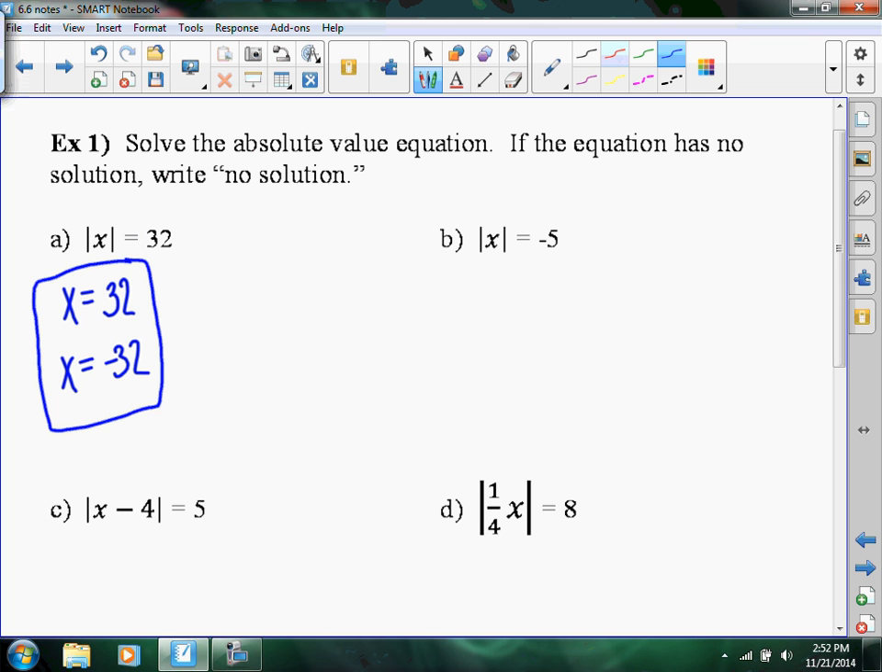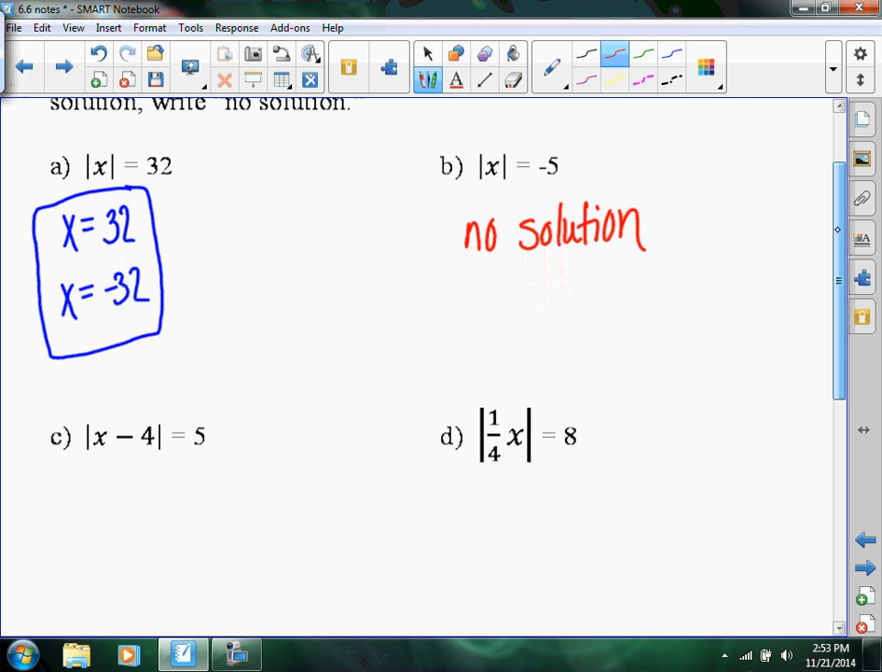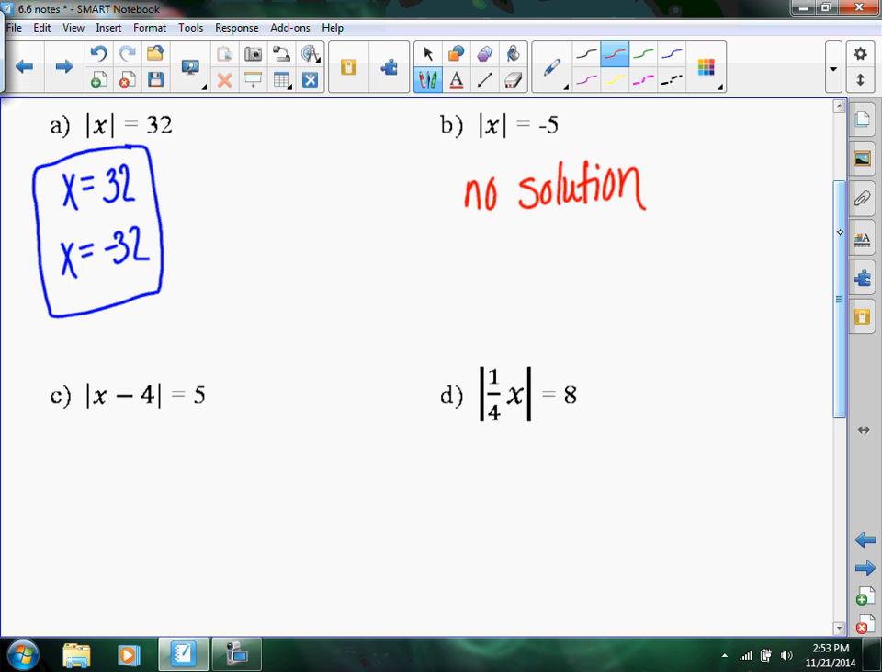Now for part B, this is one that I was talking about earlier, how when you have the absolute value of something, it cannot be equal to a negative number. If we put 5 in there, the absolute value of 5 is 5. Even if we put negative 5 in there, the absolute value of negative 5 is 5. So this one is no solution because you can never have an absolute value set equal to a negative number. You can't take the absolute value of something and get a negative number as an answer. Okay, so example A and B are meant to be very straightforward types of problems.